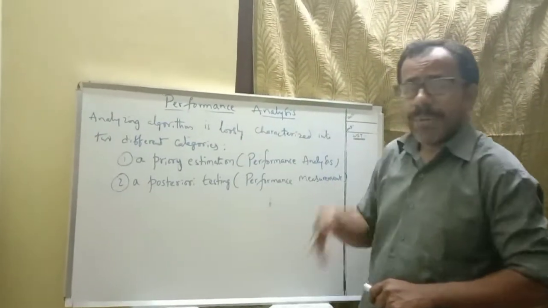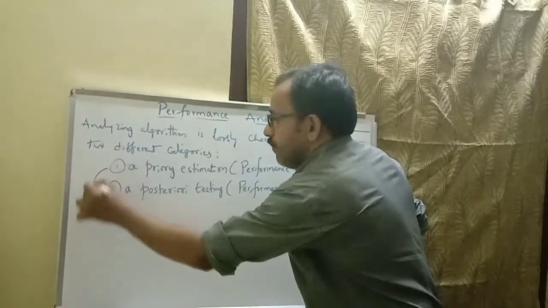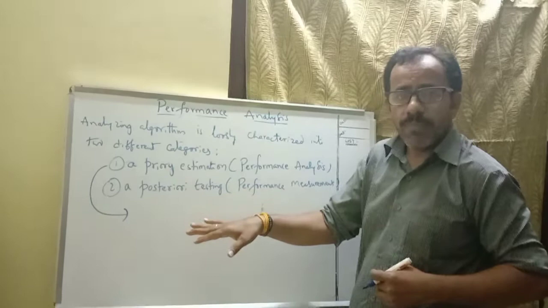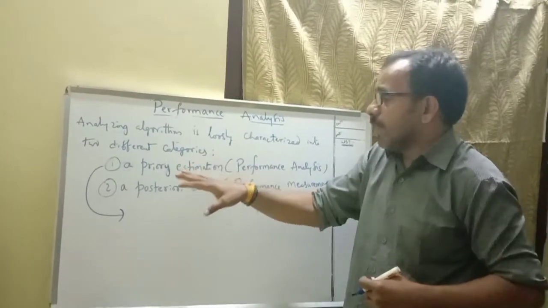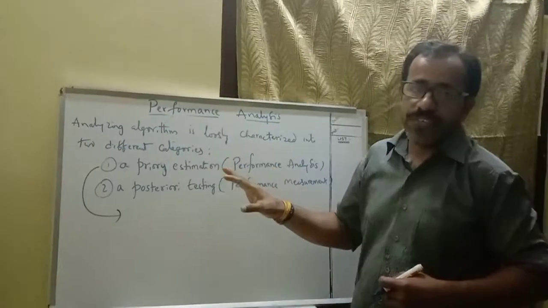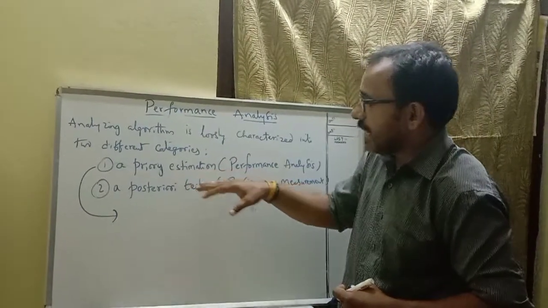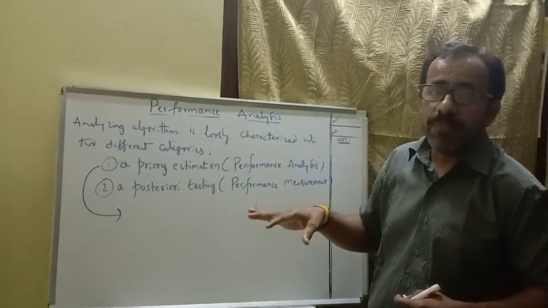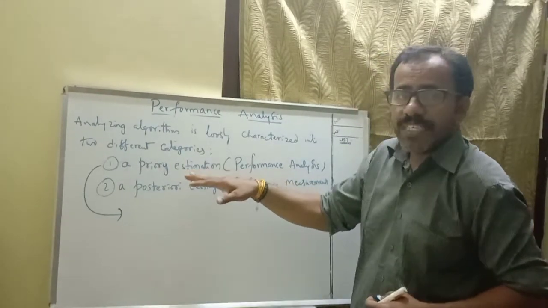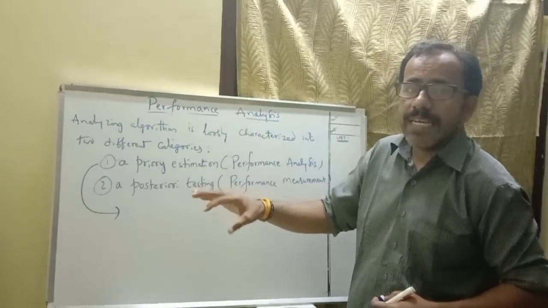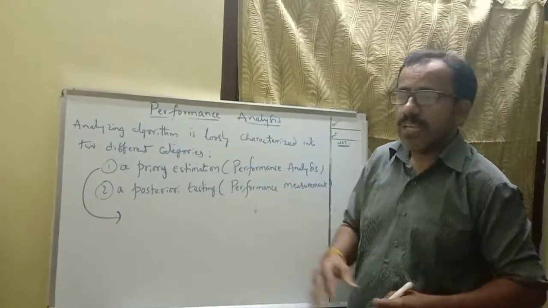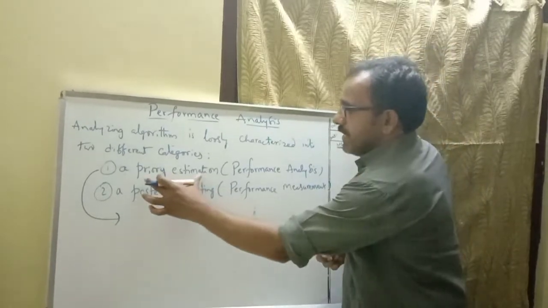What does priori mean? Priori means before. So estimation means that before converting the algorithm into a program, we analyze the algorithm for calculating time and space. That's why we call it priori estimation. We are estimating by using pen and paper the algorithm's time complexity and space complexity, because the ultimate aim of analysis is calculating how much time is required to solve the problem and how much space is required to store the program and data. So this is called priori estimation.